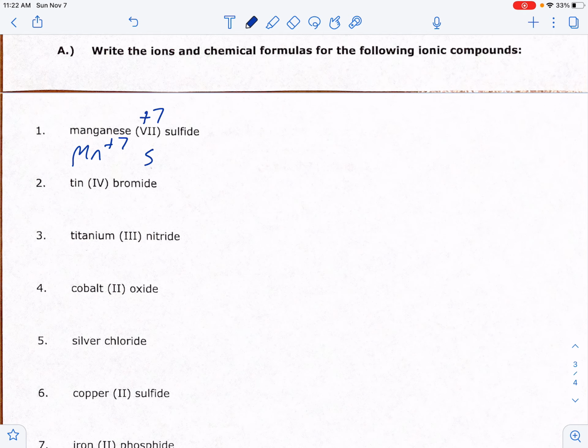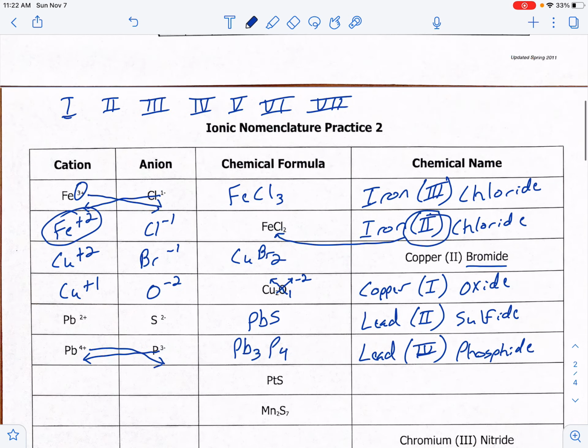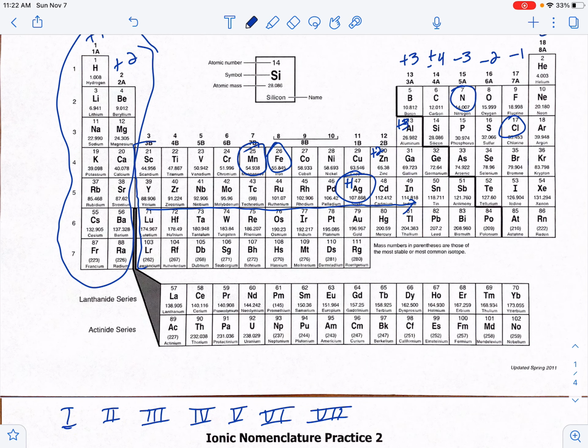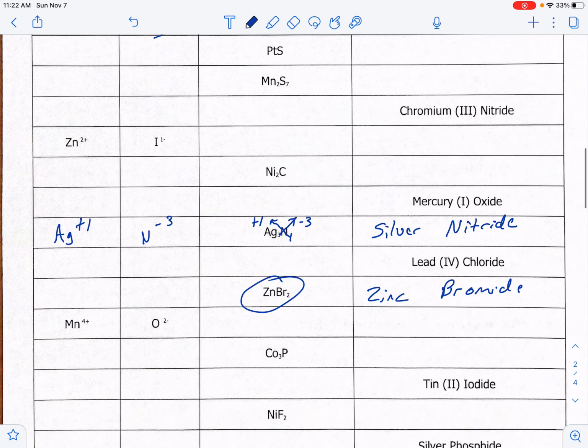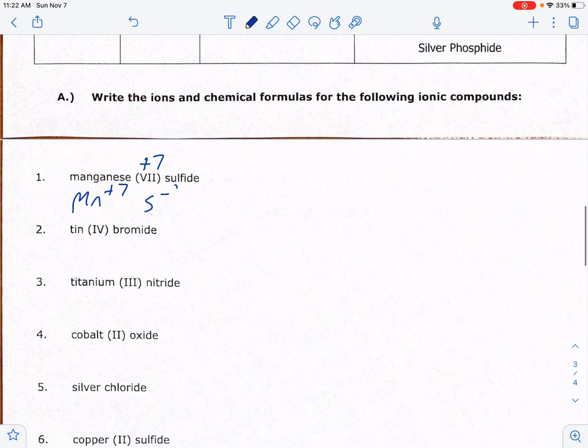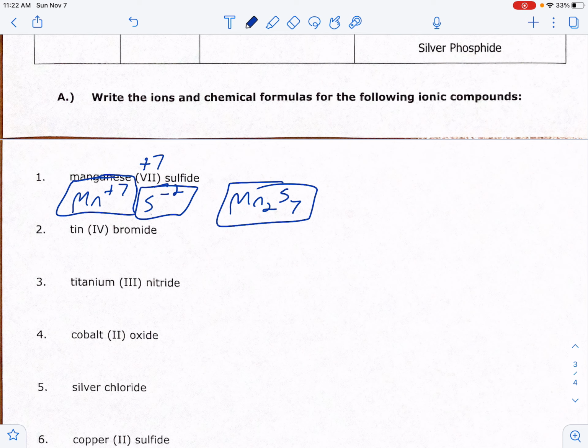And then sulfur, if you want to come back up here to the periodic table. So again, manganese is right here, number 25, and then sulfur is right here, and that's going to have a charge of -2. I can see that those are not balanced, so you can just crisscross. So this is going to be Mn2S7. So there's my cation, there's my anion, and there is my formula.